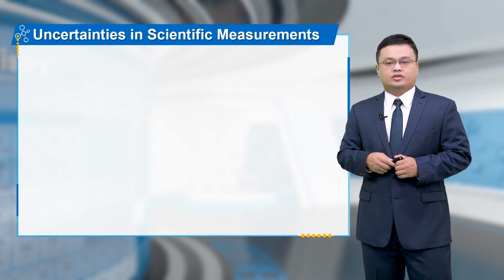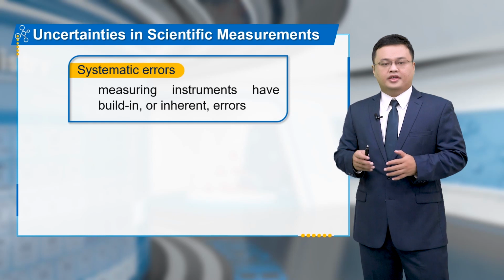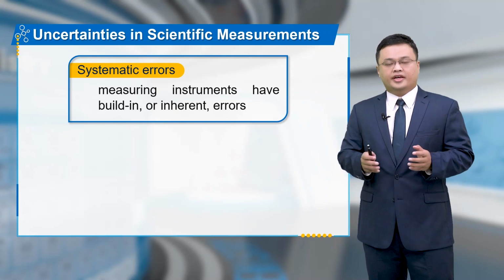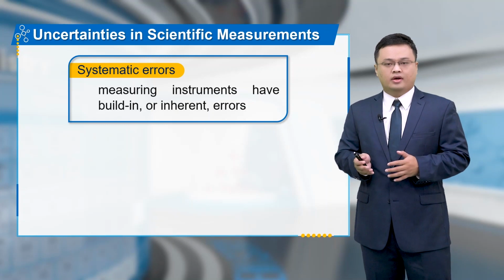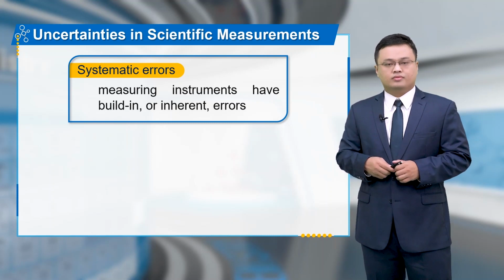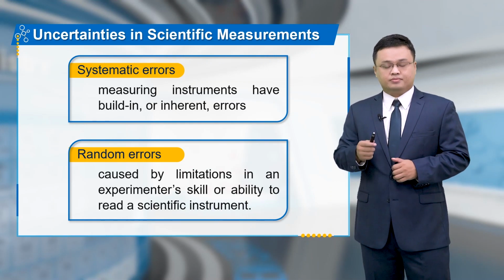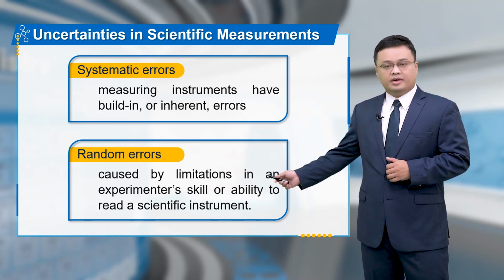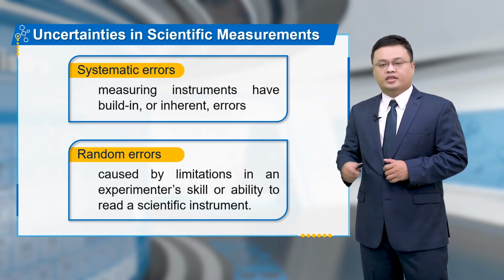All measurements are subject to errors. To some extent, measuring instruments have built-in or inherent errors called systematic errors. For example, a kitchen scale might constantly yield results that are 25 grams too high, or a thermometer a reading that is 2 degrees Celsius too low. Limitations in an experimental scale or ability to read a scientific instrument also lead to errors and give results that may be either too high or too low. Such errors are called random errors.